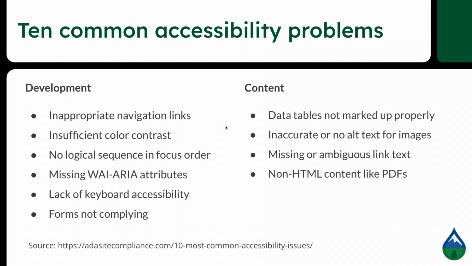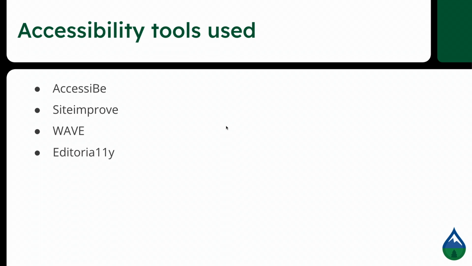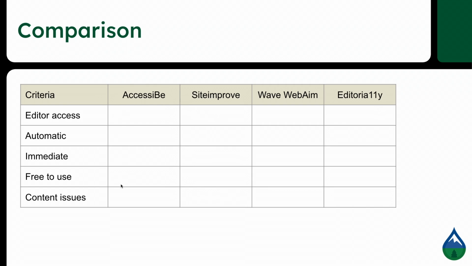So, all right. I'm going to talk about some of the tools I've used. There's a lot of different tools out there, and these are the ones that I had access to on this project. So I'm going to talk a little bit about these. Accessibility, Site Improve, Wave, and then of course Editorially. We're going to look at them in terms of: do the editors have access? Is it an automatic check? Is it immediate? Can they get immediate feedback when they're entering their content? Is it free to use? And does it really focus on content issues?